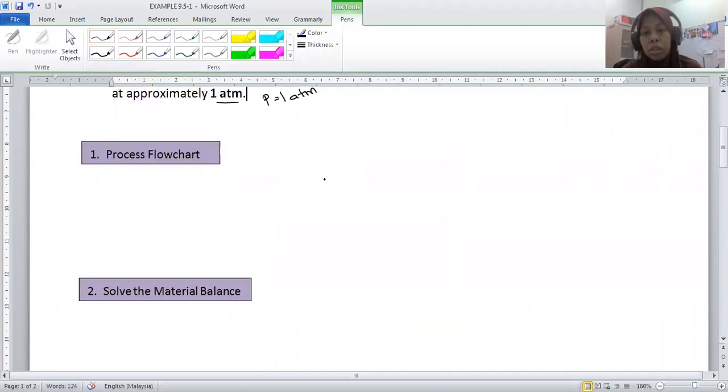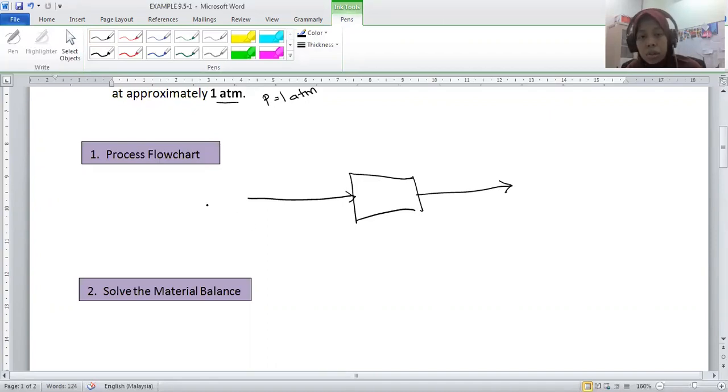As normal, we sketch our flow chart. One block, one inlet, and then one outlet. Normally in a reaction process, the inlet and outlet is only one. Given to you is 100 mole of ammonia and then 200 mole of oxygen. The inlet temperature is 25 degrees Celsius.